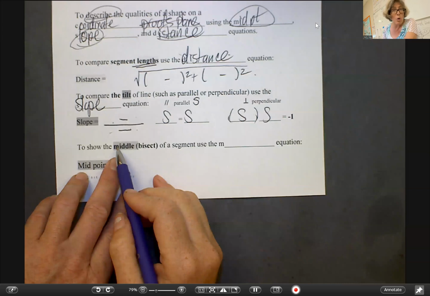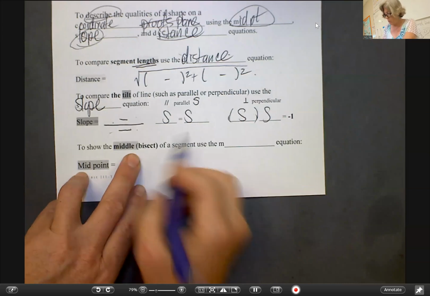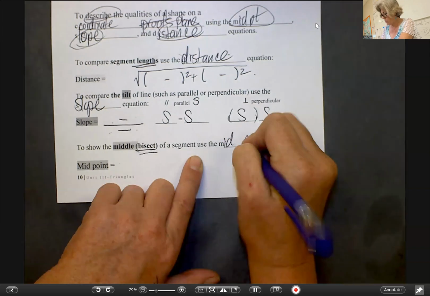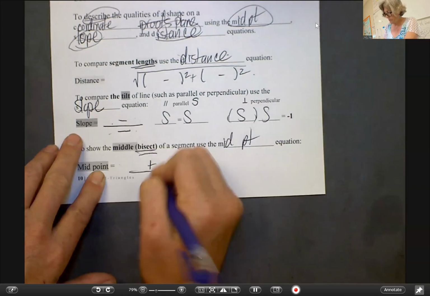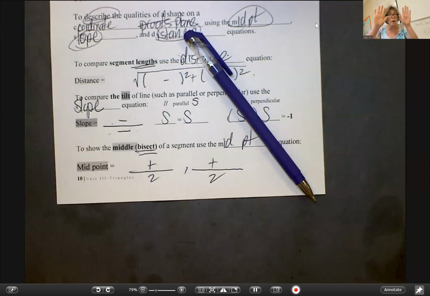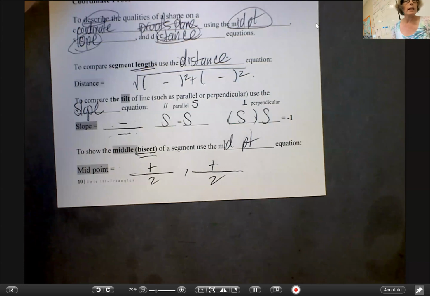If I want to show the middle of a segment or bisect a segment, we use the midpoint equation. The midpoint equation is add the x's, divide by 2, add the y's, divide by 2. Let's see what this looks like in action.